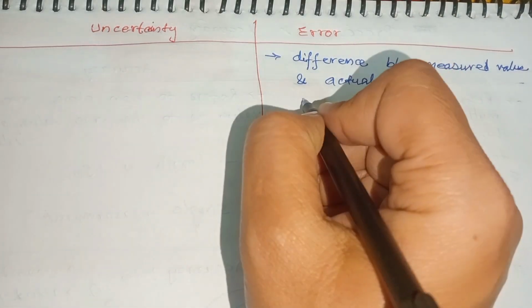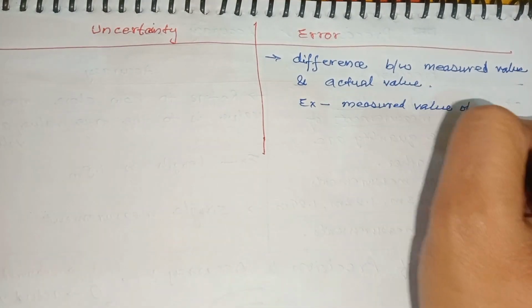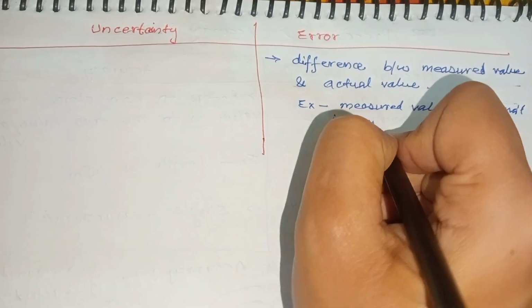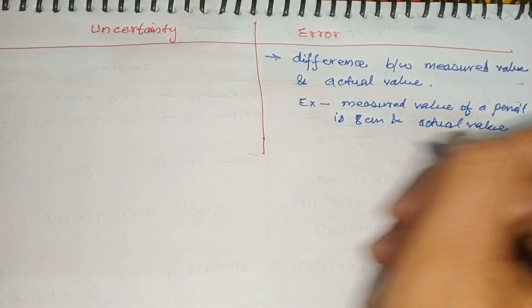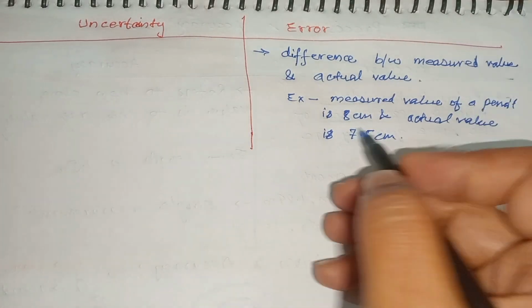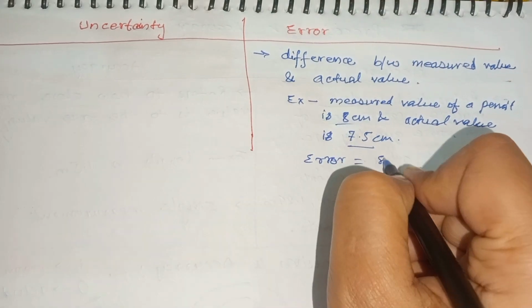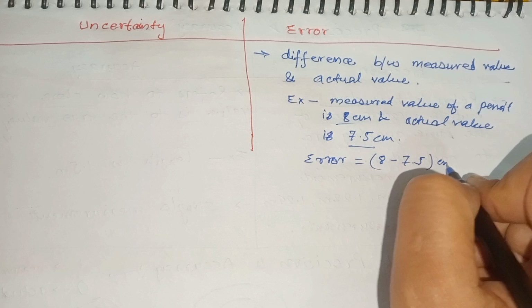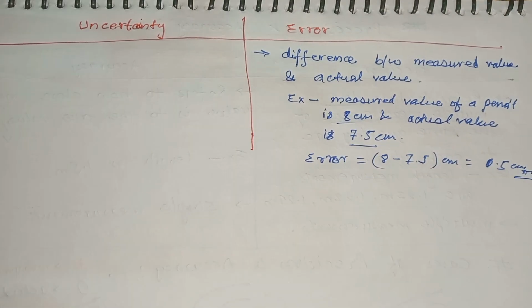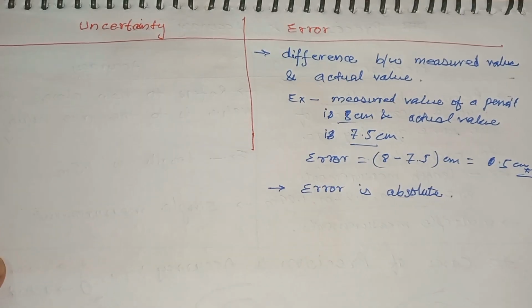Suppose the measured value of a pencil is 8 centimeters, and the actual value or true value is, suppose, 7.5 centimeters. Then what will be the error? It will be 8 minus 7.5 centimeters, which is equal to 0.5 centimeters. This will be the answer. About error, it is absolute. Error is absolute. This is a property.